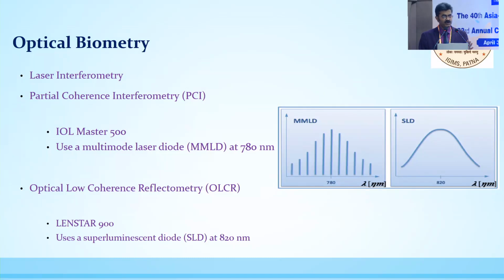Now, coming to the optical biometry, they are based on different principles: laser interferometry, partial coherence interferometry, and optical low coherence reflectometry. They use different biometers, use different technologies and the source.